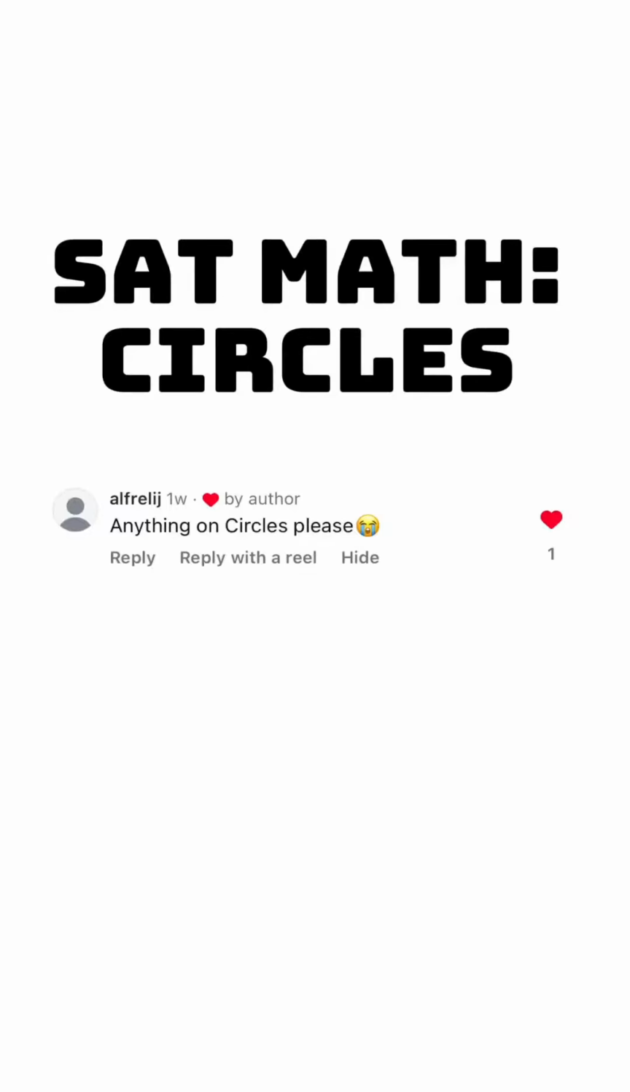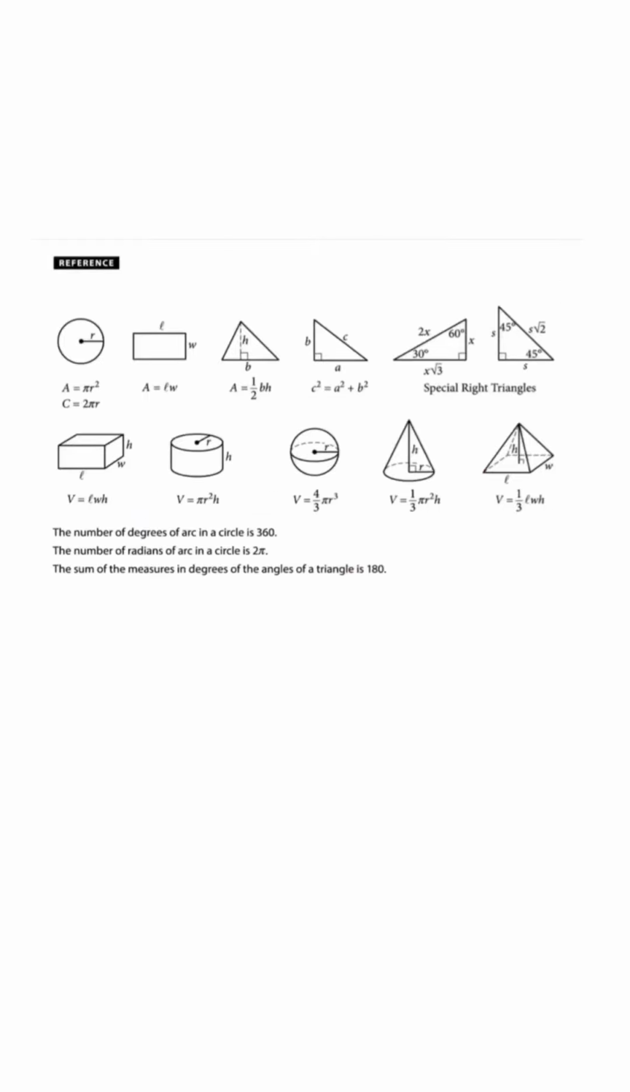Let's talk about circles on the SAT Math. There are several things related to circles given to you on your reference sheet. You're given the formulas for the area and circumference of a circle, and you're also given that there are 360 degrees or 2 pi radians of arc in a circle.